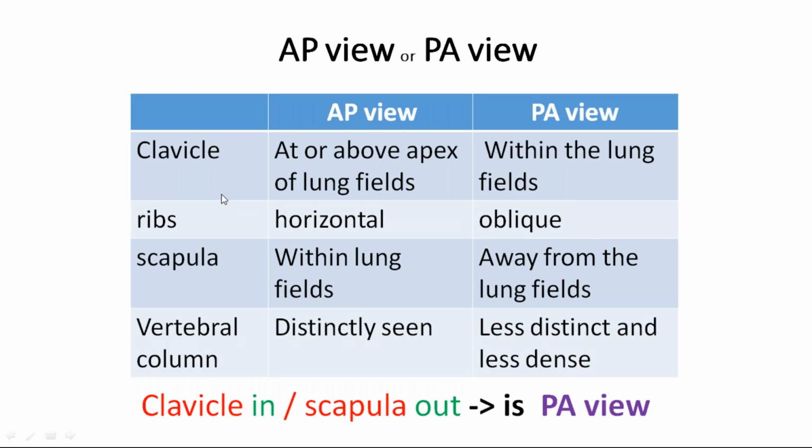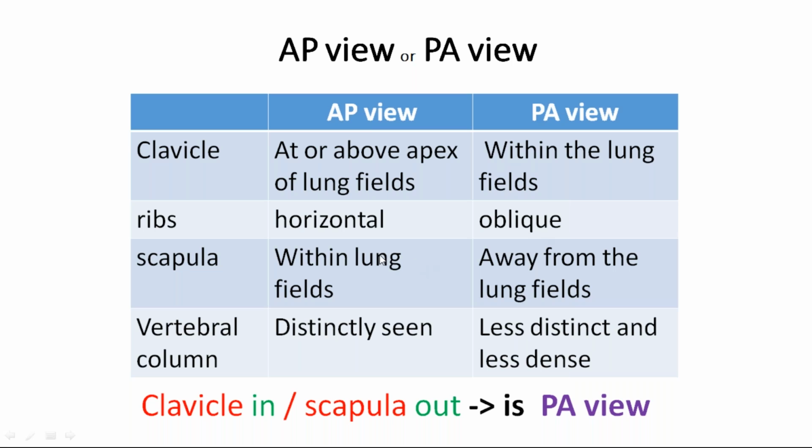Now, I was telling about which view it is. The differentiation between the AP and PA chest X-ray: in AP, the clavicle is at or above the apex of the lung field. In the PA, it is within the lung field. We'll show you in the actual figure. The first thing is the position of the clavicle. Then the ribs, how are they placed? In AP view, they appear horizontal, whereas in PA view, they appear oblique because anteriorly they are oblique.